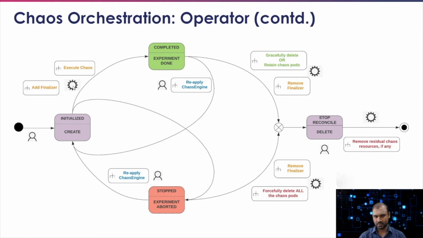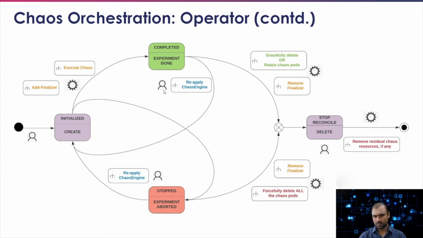All the places where the gear icon is shown indicate that these are operations that the chaos operator is performing, while the icons where the indication is for human, these are the operations that a user would perform, things like creating the chaos engine, removing the chaos engine, or reapplying a chaos engine.